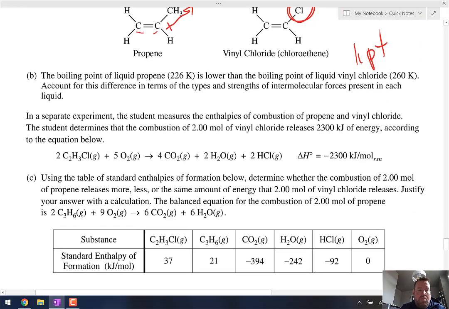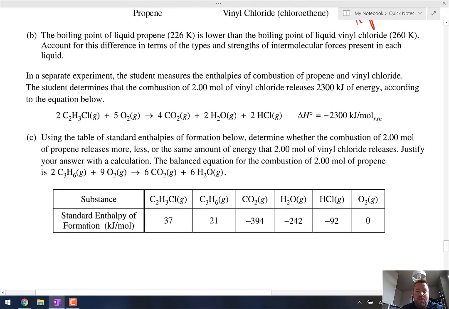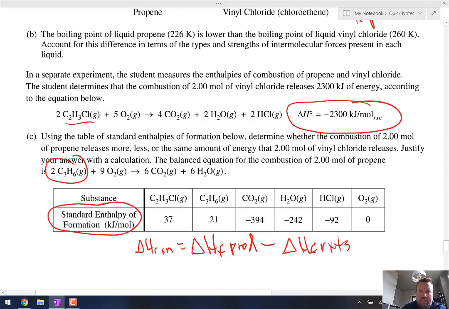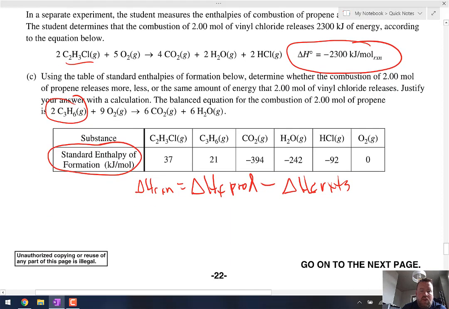Okay, and then part C is talking about the difference between the enthalpy of combustion of this compound and the enthalpy of combustion of this compound here. So when they give you enthalpies of formation, you remember that the enthalpy change for the reaction is equal to the enthalpy of formation of the products minus the enthalpy of formation of the reactants. So we're going to plug those numbers into the equation. So the enthalpy change for the reaction is going to equal the products.